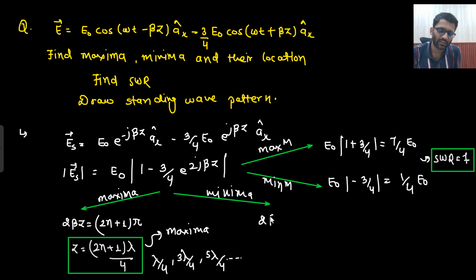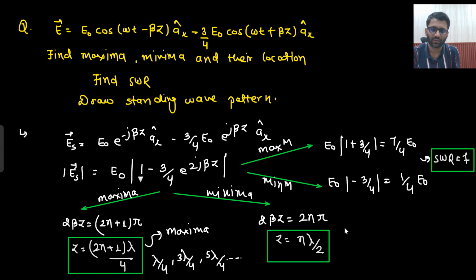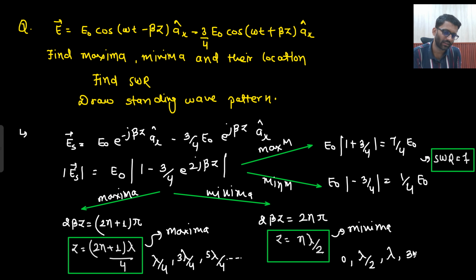So for minima, what is the case? 2 beta z should be equal to what? Your 2 beta z should be equal to 2n pi. So z equal to what do you get? N lambda by 2. So this is your location of minima. If I put the values, n equal to 0, it will be 0 only. Then 1 lambda by 2, then lambda, then 3 lambda by 2, and so on.